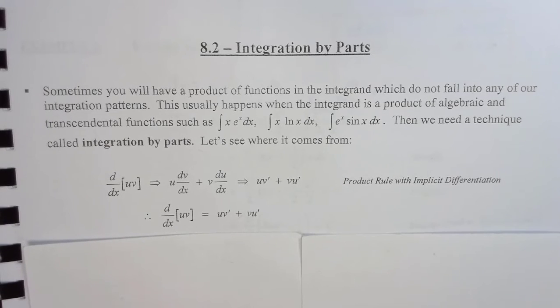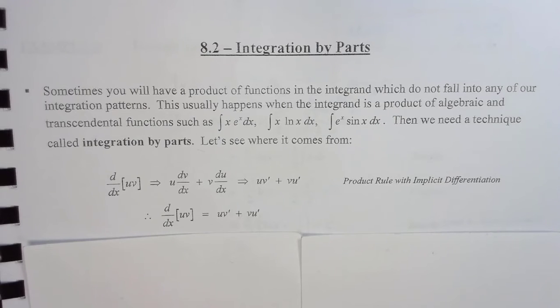Section 8.2, Integration by Parts. Sometimes you will have a product of functions in the integrand which do not fall into any of our integration patterns. This usually happens when the integrand is a product of algebraic and transcendental functions, such as the integral of x times e to the x dx, or the integral of x times natural log of x dx, or the integral of e to the x times sine of x dx.